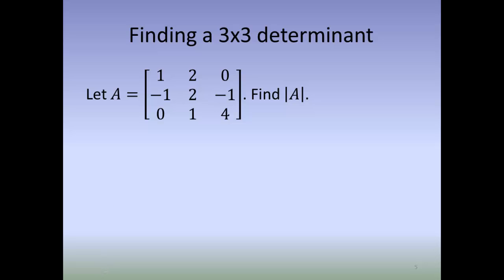So here's a 3 by 3, and I want you to find the determinant of matrix A. And I'm going to start by deciding which row and column I'm going to start expanding. And I'm going to expand along this top row. And there are reasons why I'm choosing this one over the other ones, and I'll show you in a minute.